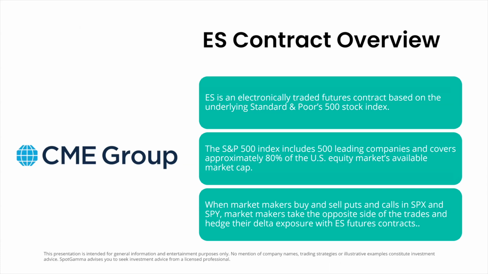I'm sure everyone is familiar with the ES futures contract, the E-mini. It is a derivative of the S&P 500 index and trades 5 days per week and 23 hours per day. The Standard & Poor's 500, the S&P 500, includes 500 leading companies and covers approximately 80% of the U.S. equity market's available market cap. SPX is the ticker symbol for the index, and SPY is the ETF version of the index. When traders buy and sell puts and calls in SPX and SPY, market makers take the opposite side of the trades and hedge their delta exposure with ES futures contracts.